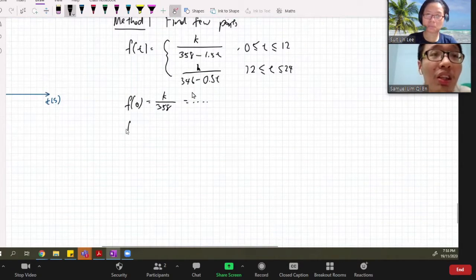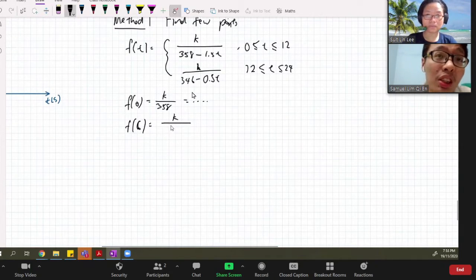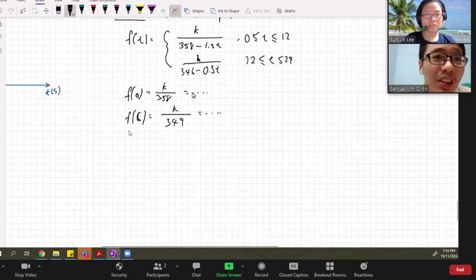And then you can maybe do f of, pick some number in the middle, for example 6. Then this is k over 6 times 3 by 1.5 is 9, so this is 3.49. Then you just get something else, whatever that is.